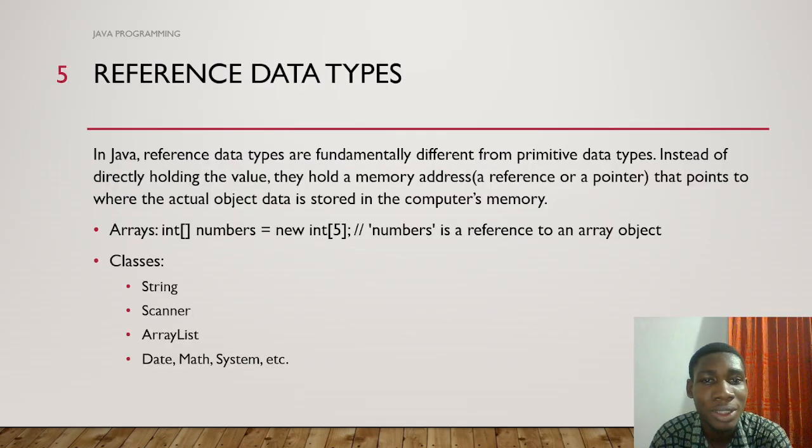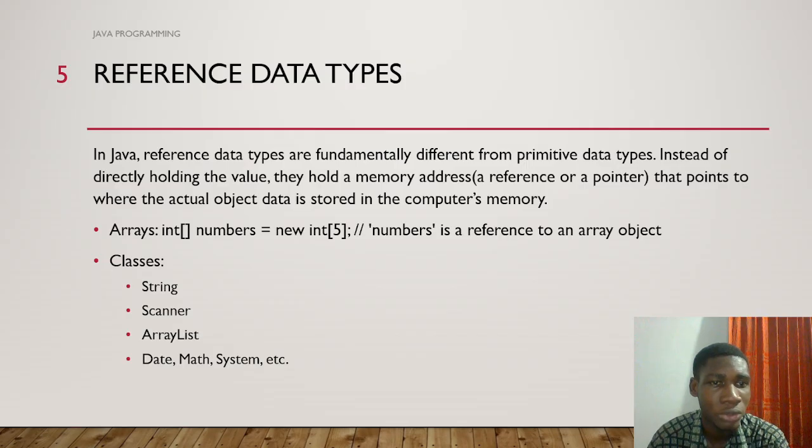Okay, so the reference data types. The reference data types are fundamentally different from primitive data types. Instead of directly holding the value, they hold a memory address, that's a pointer or a reference, that points to where the actual data is stored in the computer's memory. So unlike the primitive data types, the reference data types store an address that points to the object itself in a different location.